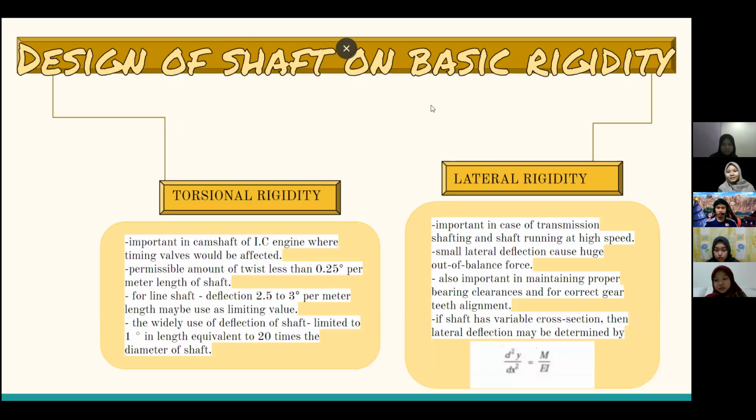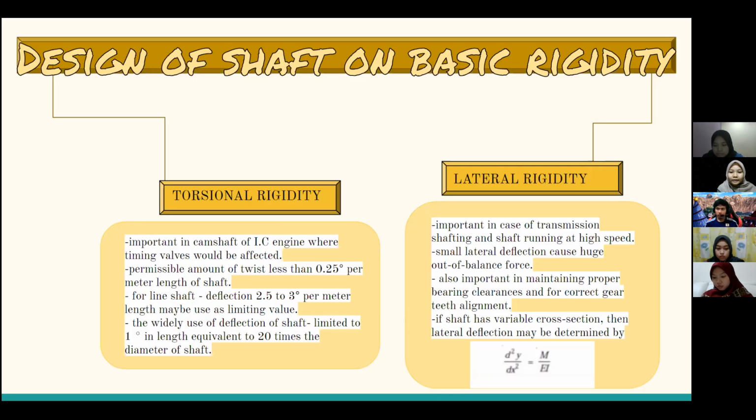Okay, this is the last part of the presentation. I will explain about design of shaft on basis of rigidity. Rigidity is divided into two parts, which are lateral rigidity and torsional rigidity. First, I will explain about the lateral rigidity. Lateral rigidity is important in case of transmission shafts and shafts running at high speed. Lateral deflection can cause huge out of balance force, and it is also important in maintaining proper bearing clearances and for correct gear teeth alignment.